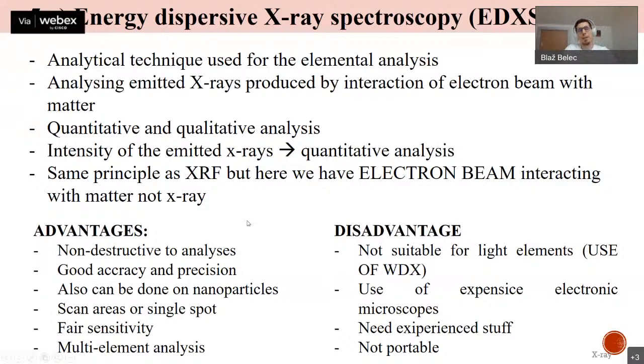Advantages are that this method is non-destructive for our samples, has good accuracy and precision, and can be done also on particles. We can scan areas and get information from the area, not just a point, and we can do multi-element analysis at the same time. But it's not suitable for light elements. Here we use the EDX method instead of wavelength dispersive X-ray spectroscopy. We have to use an expensive electron microscope, and we need experienced staff to operate it and to analyze the results.